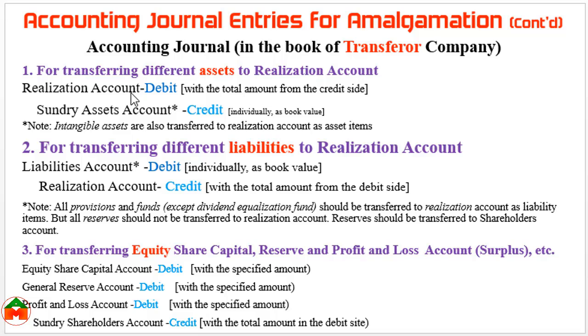That's why we need to show all the assets on the credit side, because we need to banish these asset accounts. Generally we know assets are a debit item, but since we are liquidating or dissolving this company, we will show the asset items on the credit side, in the opposite direction. Assets will be shown on the credit side because we are going to remove all the asset items, and the realization account will be debited with the total amount of the credit side.